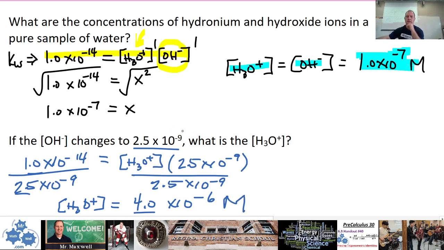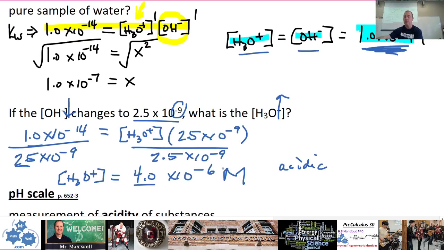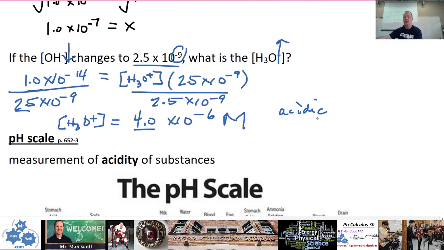And as you can tell, you see this here, negative 9. That's actually a little bit less than negative 7, right? 10 to the negative 7. So this goes down. That means that this has to go up slightly. And 10 to the negative 6 is greater than 10 to the negative 7. So now we have a slightly acidic solution here, because we have more hydronium ions than this concentration. You see, when these are equal and they're equal to this, that means it's completely neutral. So if the concentration of H3O plus goes up, then we have an acidic solution.